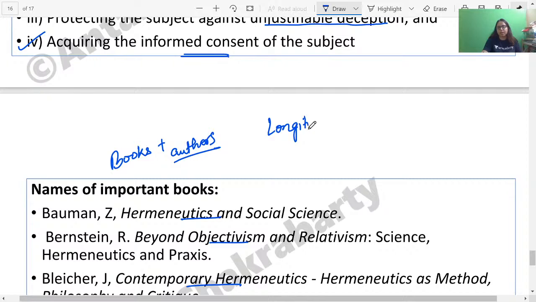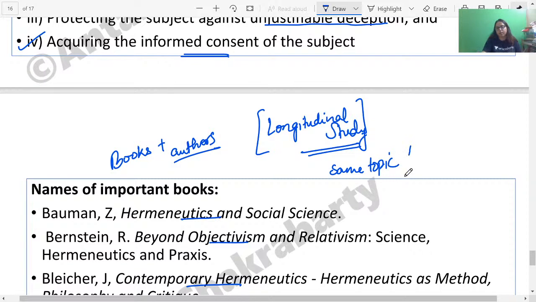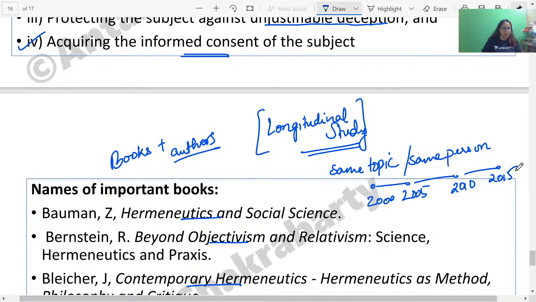लॉन्गिट्यूडिनल स्टडी में क्या होता है? Longitudinal study. In longitudinal study, what we do, we study the same topic by same person, but in different time. मान लो 2000 में मैंने स्टडी किया, फिर 2005 में फिर से I will study this village, फिर 2010 में, फिर 2015 में. Okay, that is how it happens.